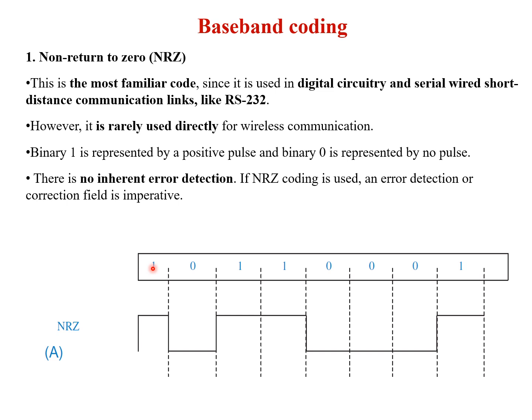Let us take one example. The given data is 10110001. How are ones and zeros represented in NRZ? 1 is represented by a positive pulse, and 0 by absence of pulse or no pulse. Again 1 is a positive pulse, and again positive pulse for 1, then 0 no pulse, then 1 again a positive pulse. So this is how ones and zeros are represented in NRZ coding.